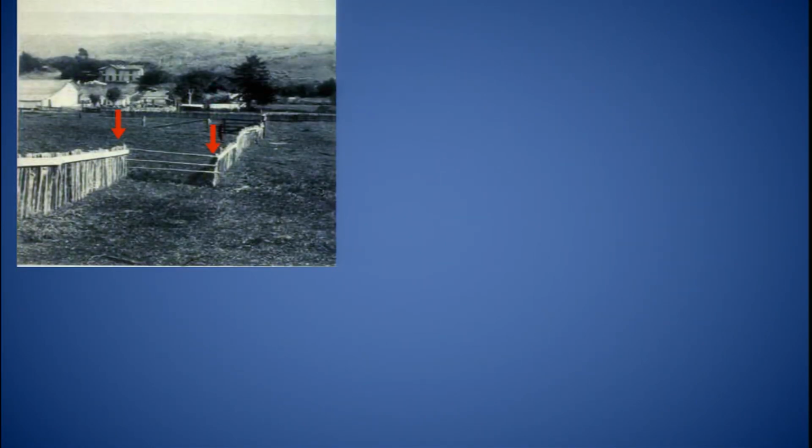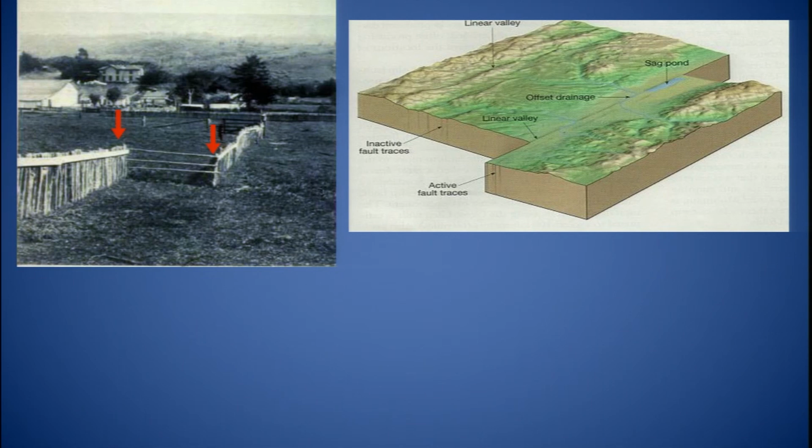This we have already discussed, we will just go ahead, but the important part here is that this is the fence which got displaced in the 1906 San Francisco earthquake. But the features which have been shown here, along the fault line, are the formation of the linear valley, the offset of streams, and the formation of sag ponds.